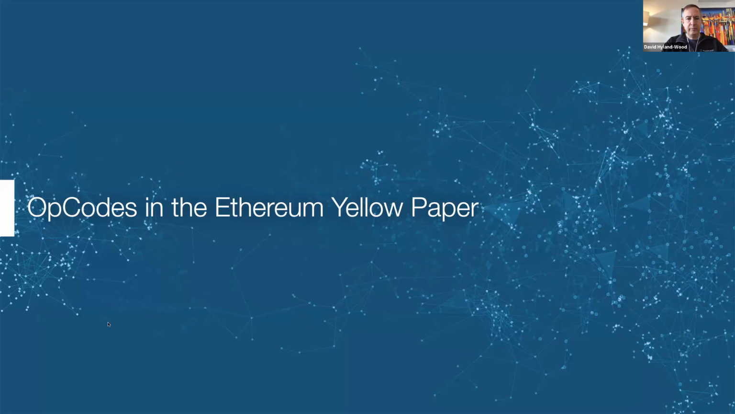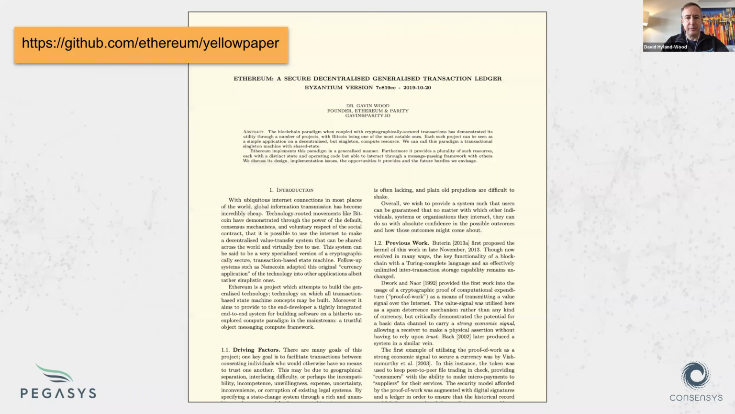Thanks, Peter. The Ethereum Virtual Machine is defined in the Ethereum yellow paper. It has been kept up to date since the first version, so there have been changes to the yellow paper along the way. If you go into GitHub at this URL, or just search for the Ethereum yellow paper, it'll pop right up to the top. The paper was originally written by Gavin Wood at the beginning of the Ethereum project, but since then many people have contributed to it. Next slide, please, Peter.